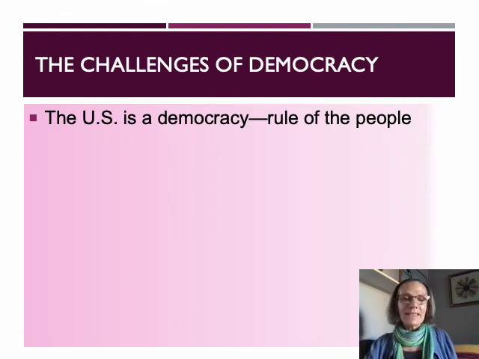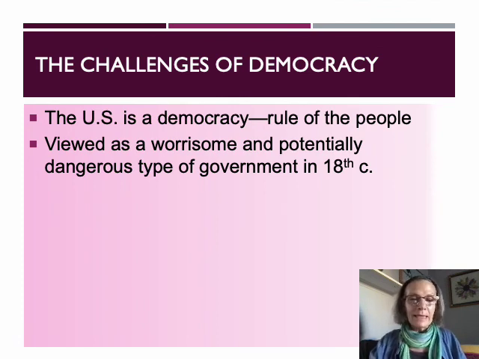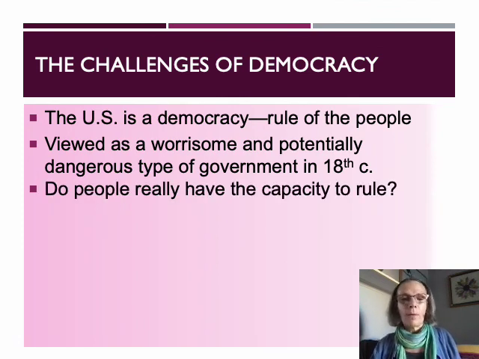So, as we know, the United States is a democracy, rule of the people. And at the time when the United States was founded, and at the time of the framing of the Constitution in Philadelphia, there was, internationally and at home as well, a concern that democracy was an unstable, worrisome, and potentially even dangerous type of government. We think about democracy today and we evaluate the world in terms of how much spread of democracy we have. It's seen as a good form of government. But in the 18th century, it was seen as a dangerous form of government.